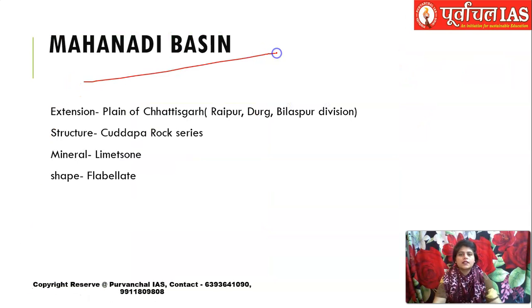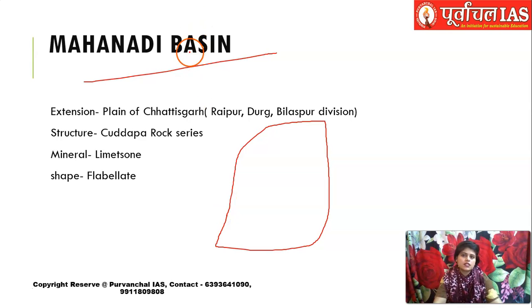Now comes the Mahanadi Basin, which is also known as the plain of Chhattisgarh. I showed you in the beginning that the majority of this middle area, or the central area, of Chhattisgarh is this Chhattisgarh plains or the Mahanadi Basin, basically drained by the Mahanadi river. So this is the plain of Chhattisgarh. Extension is Raipur, Durg and Bilaspur division.